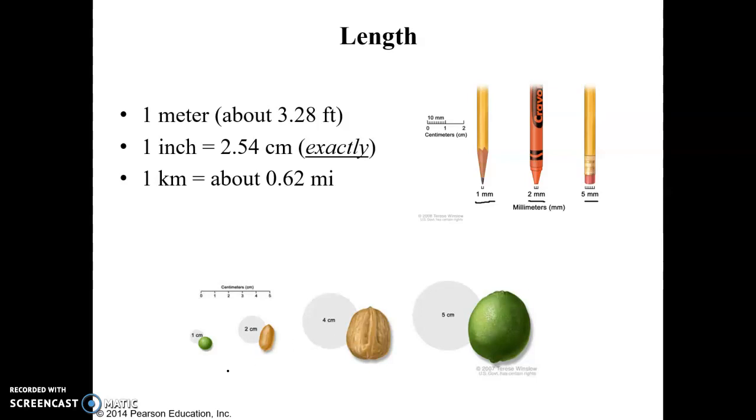A centimeter is 100th of a meter, and 1 centimeter is about the diameter of a pea. A peanut is about 2 centimeters long. A walnut is about 4 centimeters, and a lime is about 5 centimeters. So that just helps you visualize these different lengths that you may not be too familiar with.